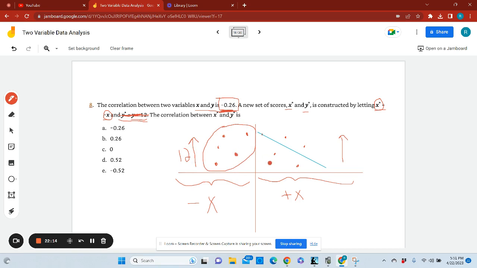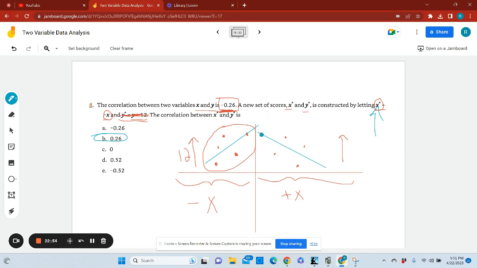Okay. But what do we notice about the pattern now? The pattern is different than it was before. It's the same strength, right? The dots are still loosely packed. So this 0.26 is going to be the same. But the problem is if I let x star equal negative x, meaning I reflected this whole pattern over the y-axis, the dots are going up now, not down. So it's got to be B. Okay? The correlation strength itself didn't change, but the direction did because I flipped this thing over the y-axis, right?